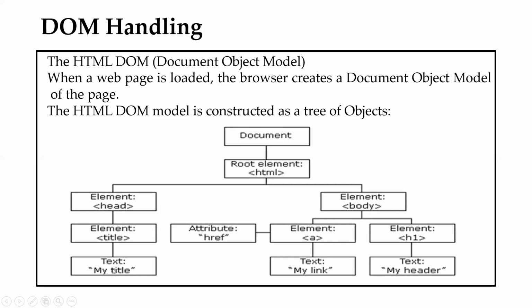In the body element, we have the anchor element and the heading element. The H1 element has an attribute. The anchor element is a link with the attribute href. So these are all element values and attribute values created in the tree.